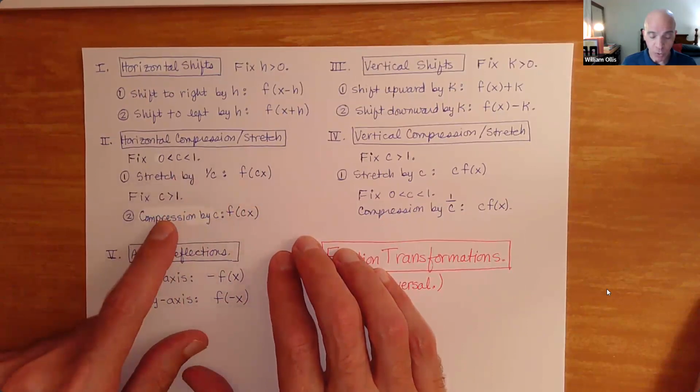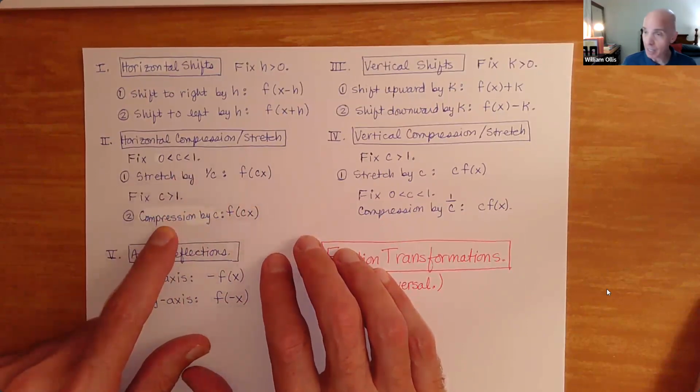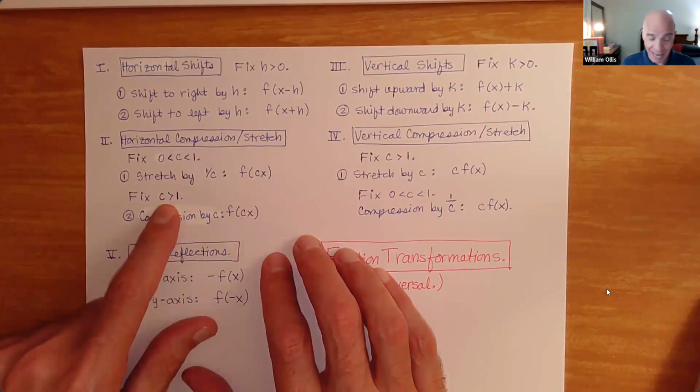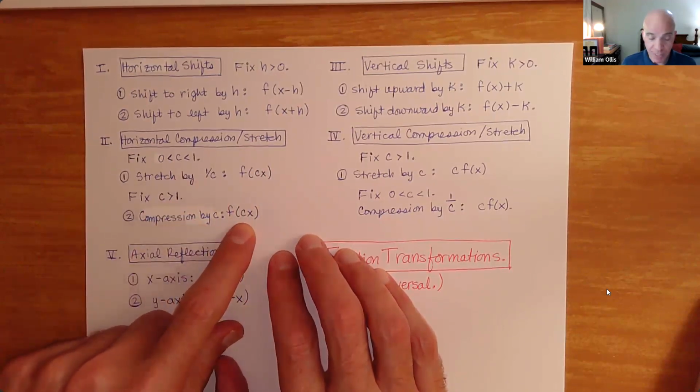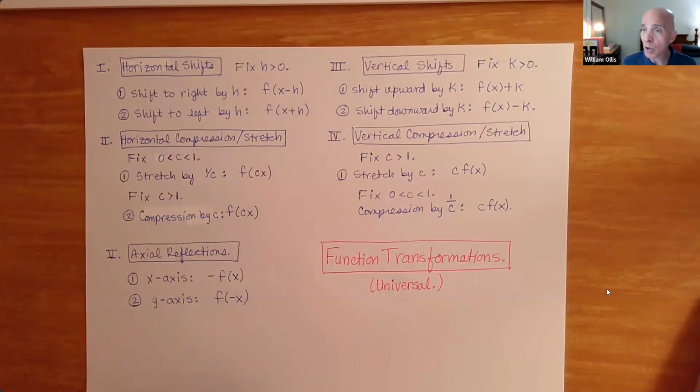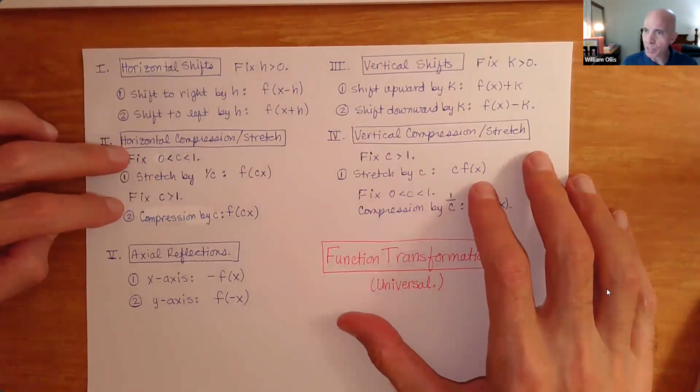And now if we want to actually compress the graph horizontally, we will fix a number c bigger than 1 and replace x by cx. So for instance, if c is equal to 3 and we replace x with 3x, then we have compressed the graph by a factor of 3. We've made it 3 times smaller in the horizontal distance. Okay, so this is very important here.